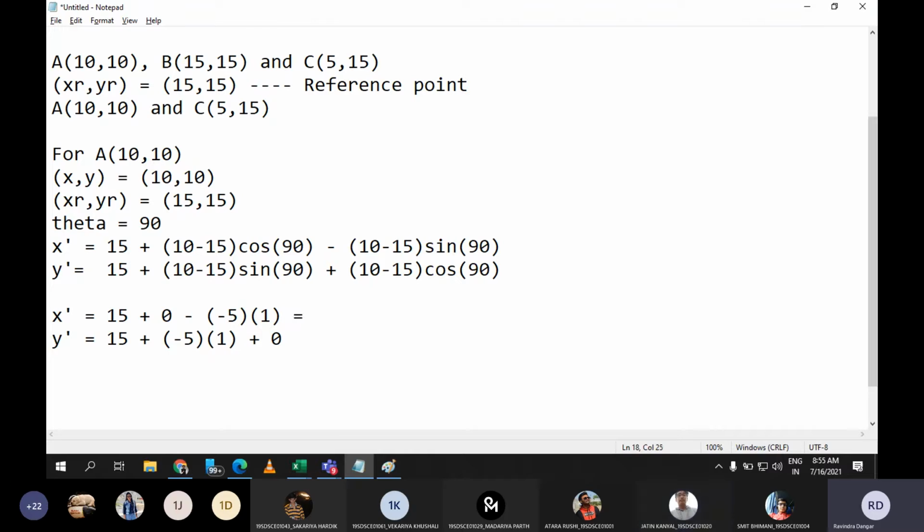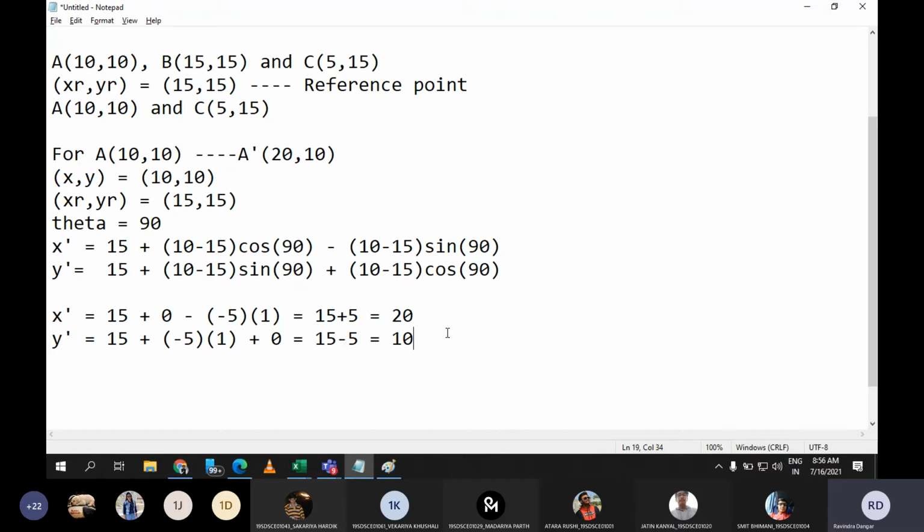If I resolve both the equations, x dash will be 15 minus minus 5, so plus 5. What is the answer? 20. Correct. Similarly for y dash, it is 15 minus 5, which is 10. So our point was A, and for this point we have got the new value A dash, which is 20, 10. Any doubt so far?